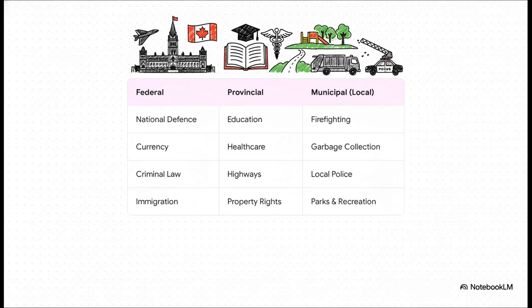Right. As we said, Canada is a federal state, which is just a fancy way of saying that power is split up. As you can see here, the federal government handles the big picture stuff for the whole country, like national defense or printing money. The provincial governments look after more regional things that affect you more directly, like education and healthcare. And finally, your municipal or local government takes care of your day-to-day community stuff, like firefighting and garbage collection. This division of powers is a really core feature of Canada.